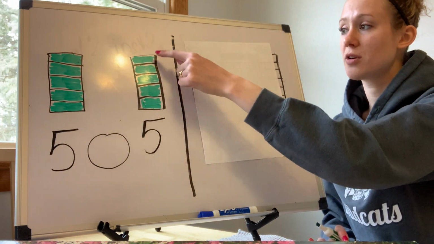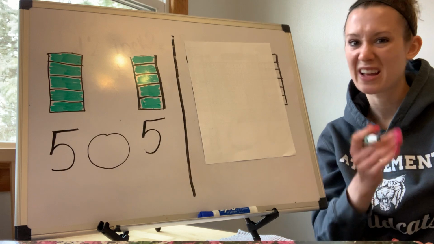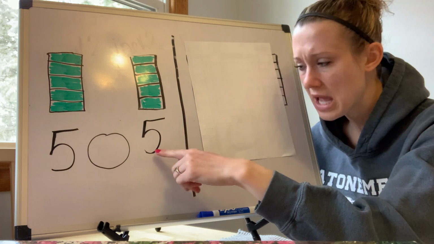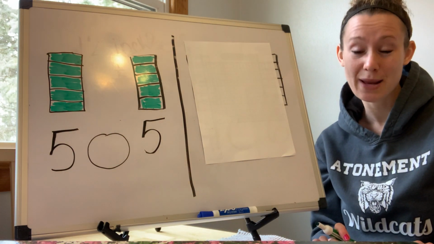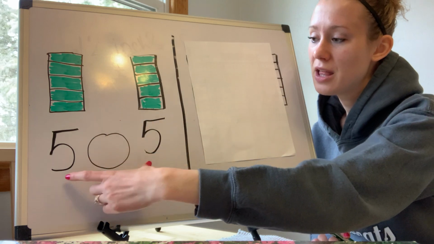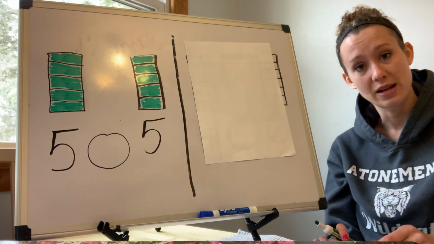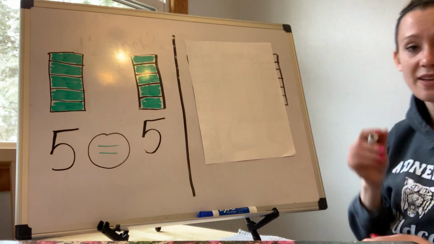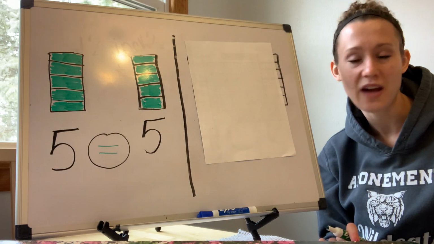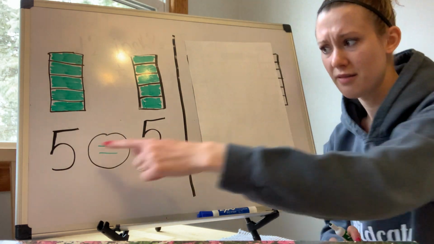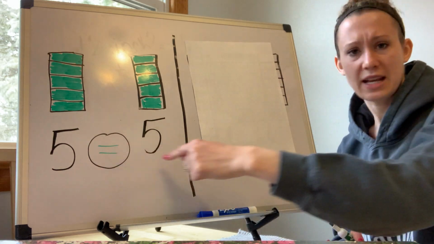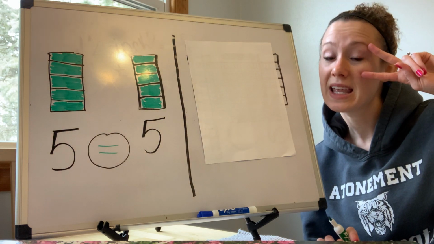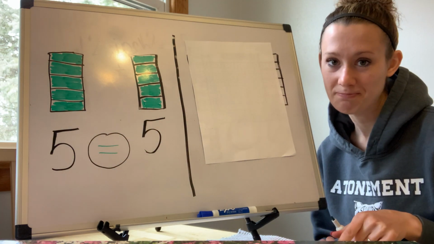I colored 1, 2, 3, 4, 5, and they are both the same height because 5 is the same as 5. This one's not bigger than this one, and this one's not smaller than that one because they're both the same number. So when you have the same number, the sign that you use in the middle to compare them is an equal sign because 5 equals 5. 5 is 5. 5 is not 4. 5 does not equal 4. 5 does not equal 8. Those aren't the same. 5 equals 5. So we need an equal sign because they are the same.